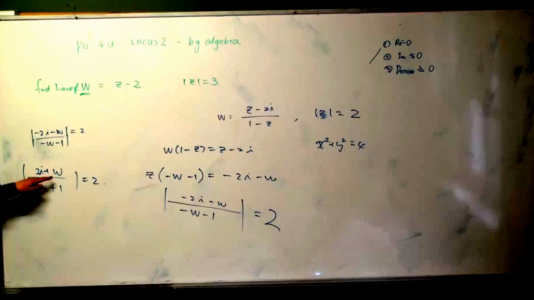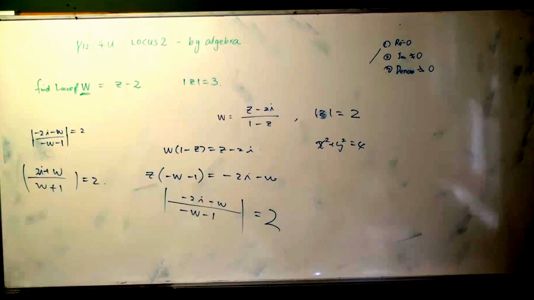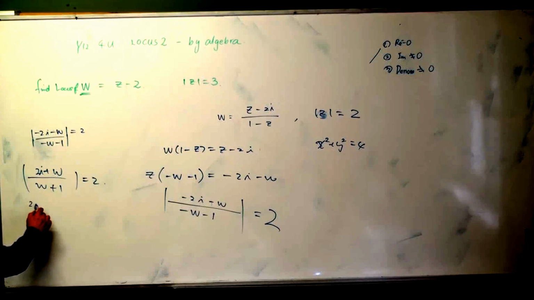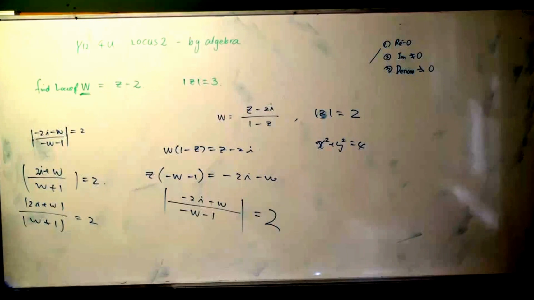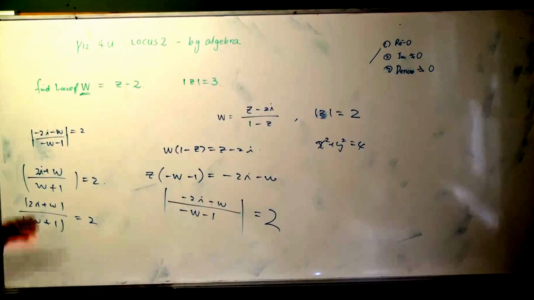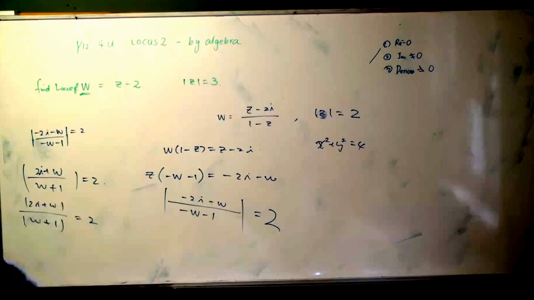Then how? If we have only one w, that's easy, isn't it? But there are two w. What can you do? Can you do it this way? Yes. Okay. Absolute value, you can separate it, right? The modulus, because that's a very important one.